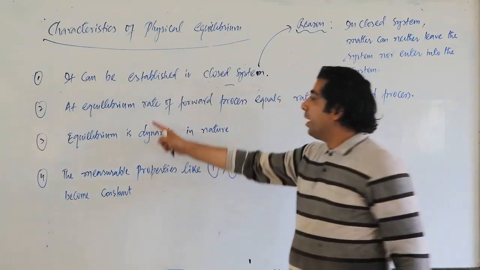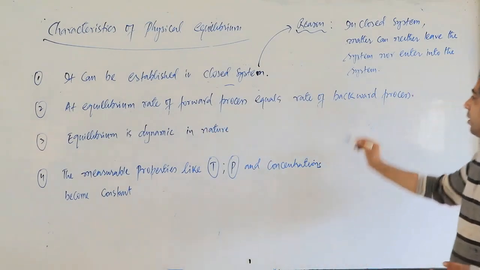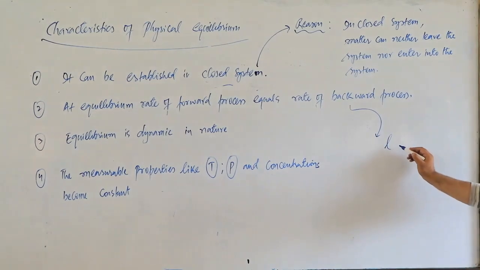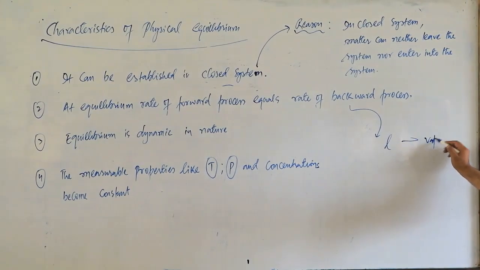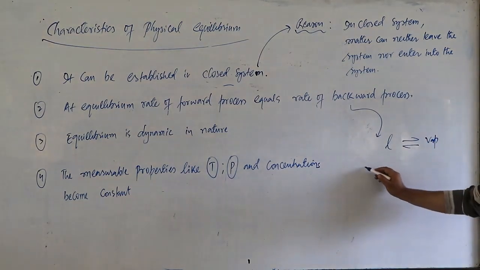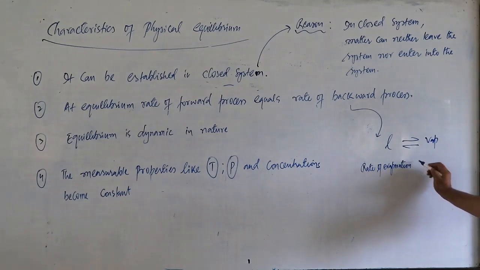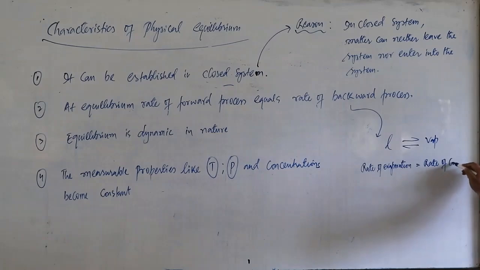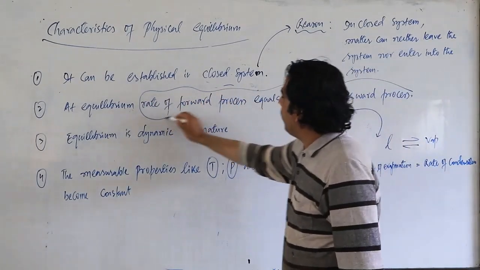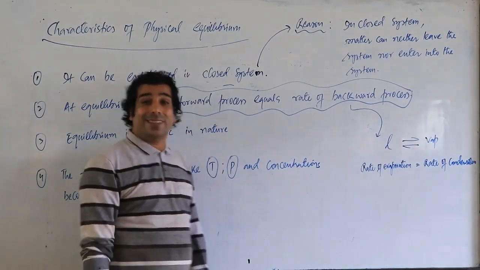Let's go to the second point. At equilibrium, the rate of the forward process equals the rate of the backward process. Obviously, let us suppose you have a liquid. Liquid was changing into vapors, and the vapor was changing back into the liquid. Correct? So here, liquid to vapor basically means the rate of evaporation, and that rate of evaporation is equal to the rate of condensation. So obviously at equilibrium, the rate of forward process equals the rate of backward process. Okay? In a closed system.